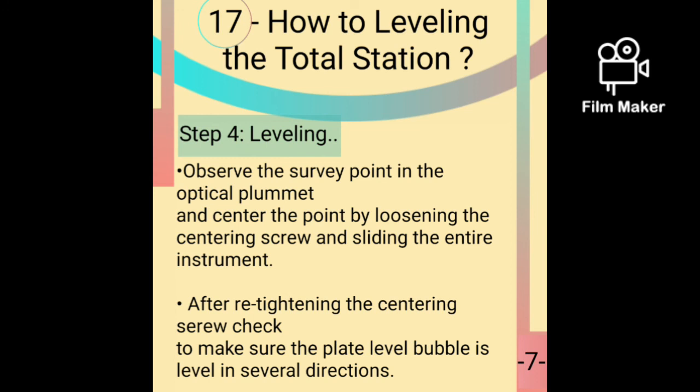Step 4. Leveling. Observe the survey point in the optical plummet, and center the point by loosening the centering screw and sliding the entire instrument. After retightening the centering screw, check to make sure the plate level bubble is level in several directions.